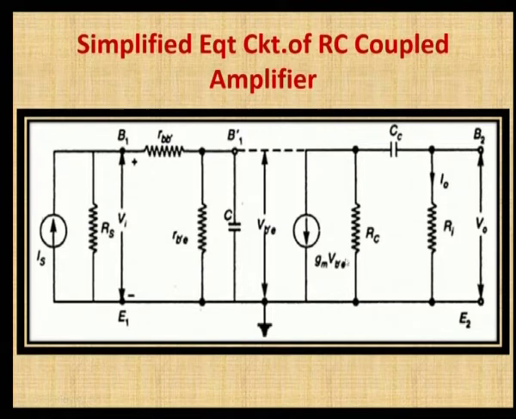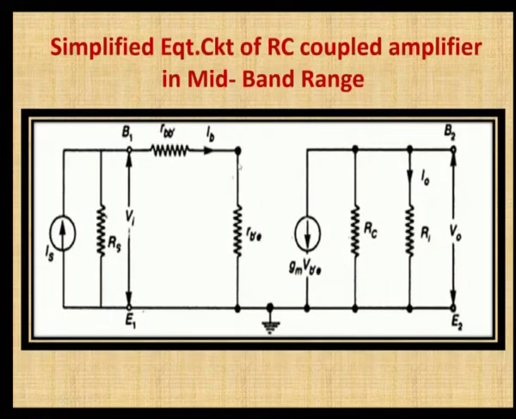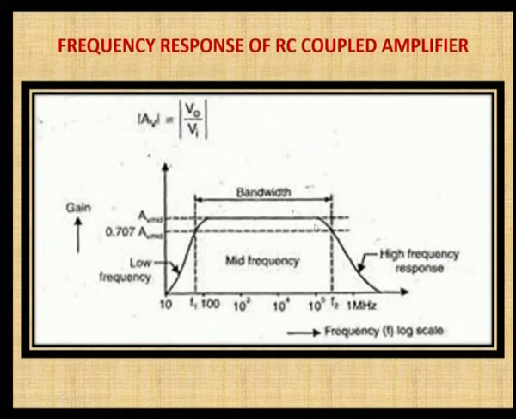In the midband frequency, we know that the capacitance effect will be very low. So, instead of these capacitances you have a short circuit here in the midband frequency analysis. There is no capacitance here, here also there is no capacitance. So, in the midband frequency if you analyze the circuit, you will have the gain as constant here. This is the frequency response of the RC coupled amplifier.